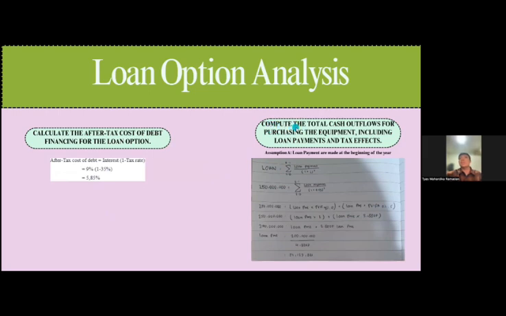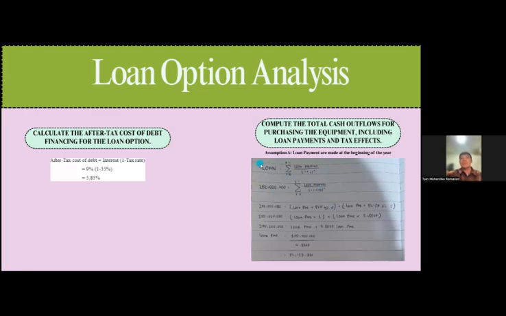So I have to compute the total cash outflow for purchasing the equipment, including loan payment and tax effects. So I'm using two assumptions. The first assumption is loan payments are made at the beginning of the year, and the second assumption is loan payments made at the end of the year. Before we get to the next assumption, we discuss this assumption first.